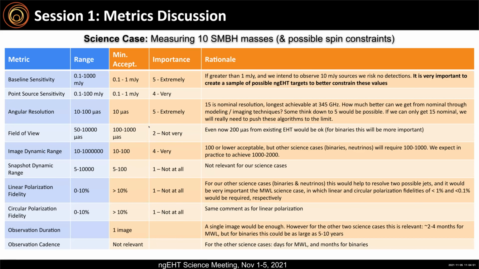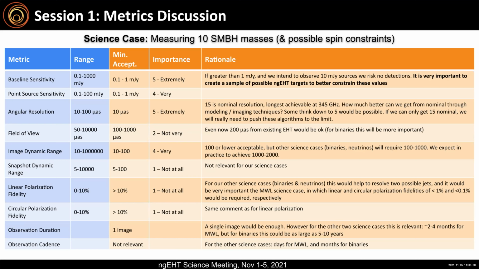Angular resolution, of course, is one of the main drivers for the science cases, and this is extremely relevant. If we want to determine these 10 supermassive black holes, we need to have the highest angular resolution possible. And it may be that even the nominal angular resolution we could get at 345 is not enough. So we were discussing that we will perhaps need to do some hybrid imaging, combining model fitting in the UV plane with imaging and so on, to try to get the angular resolution we may need.